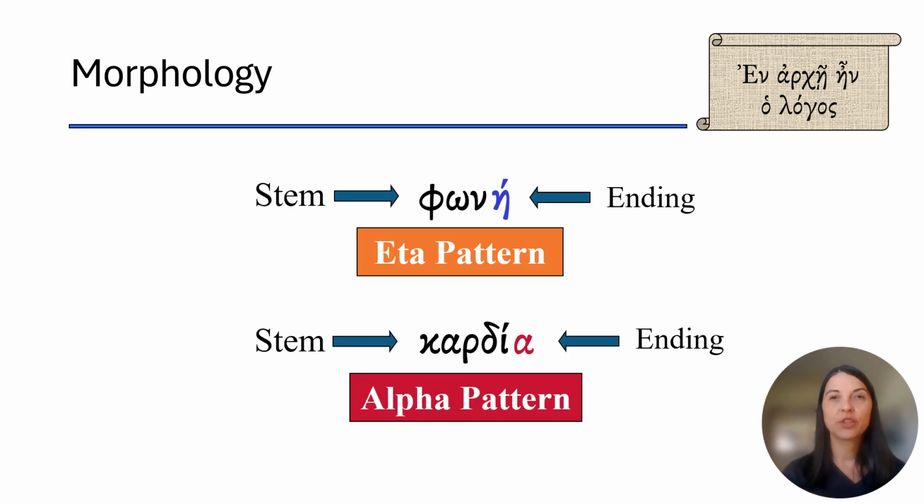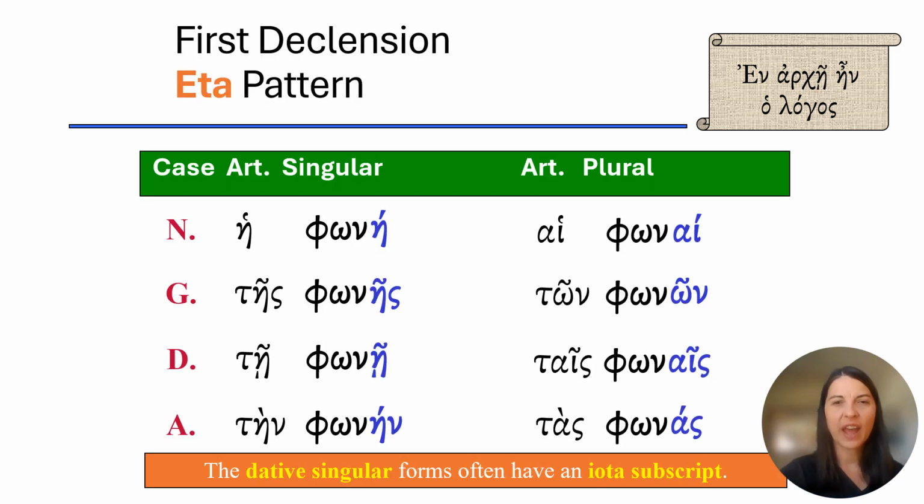So you're going to want to learn about the stem and the ending of a word. Nouns have a stem and an ending. And in the first declension, there are two different types of ending, the eta pattern and the alpha pattern. So let's take a look at how this pattern changes in each of the cases for the eta pattern.